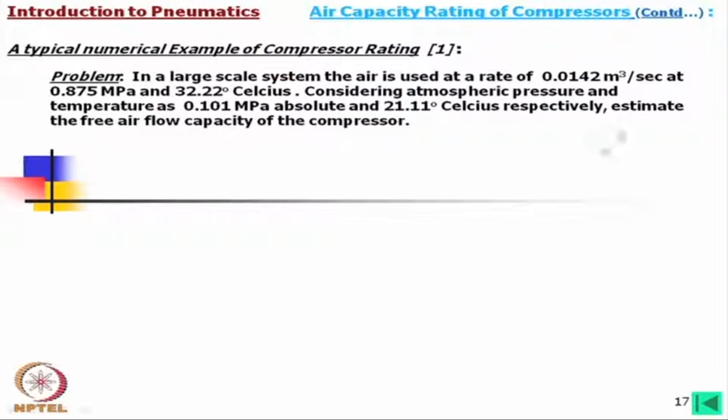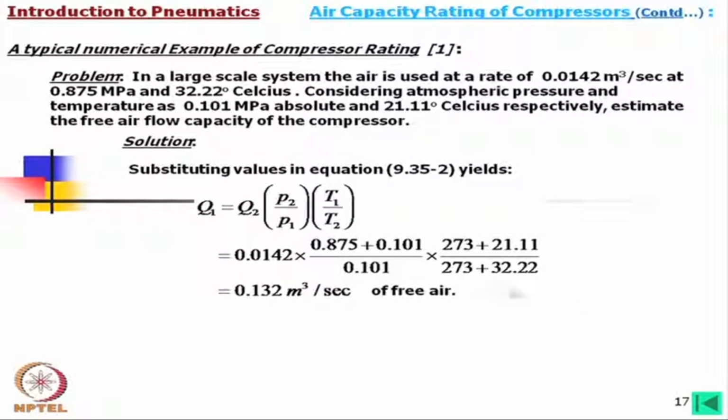Now, we have to estimate the free airflow capacity of the compressor. In that case, the solution is like that. In these equations, Q2 is given, that is the utilization side, the outlet of the compressor. So, Q2 is this flow rate at pressure P2.